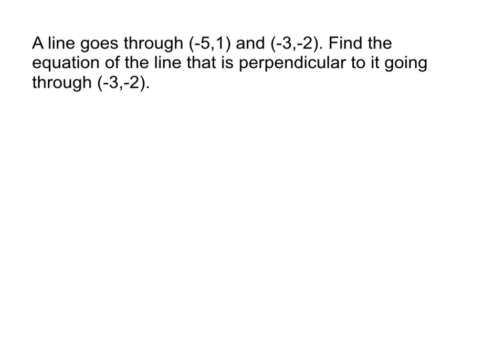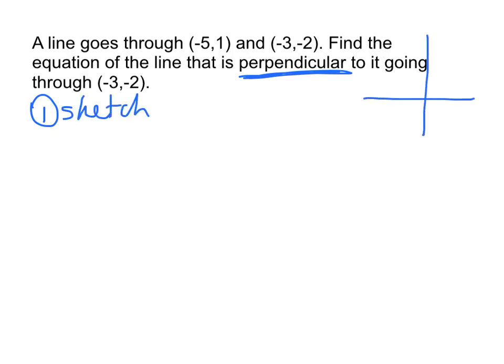Okay, so this question is slightly different. A line goes through (-5, -2) and (-3, 1)... find the equation of the line that is perpendicular to it. So we've got one new step in here. Remember that to find a perpendicular slope, we need to take the negative reciprocal of our slope. So step 1 is to sketch. (-5, 1) is here, roughly. (-3, -2) is about here. So the line going through those 2 points looks like this.